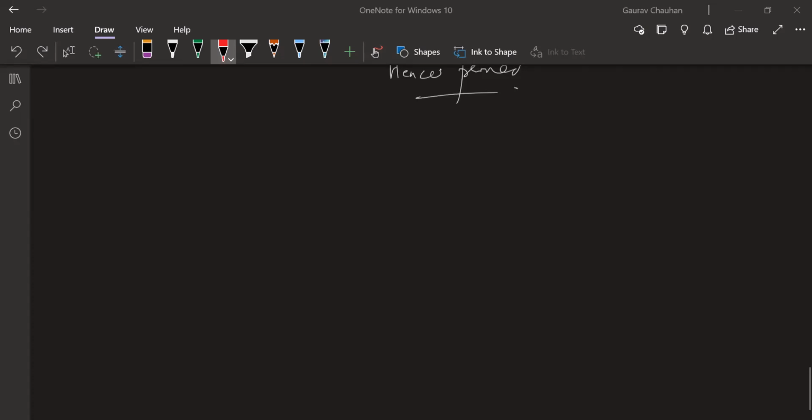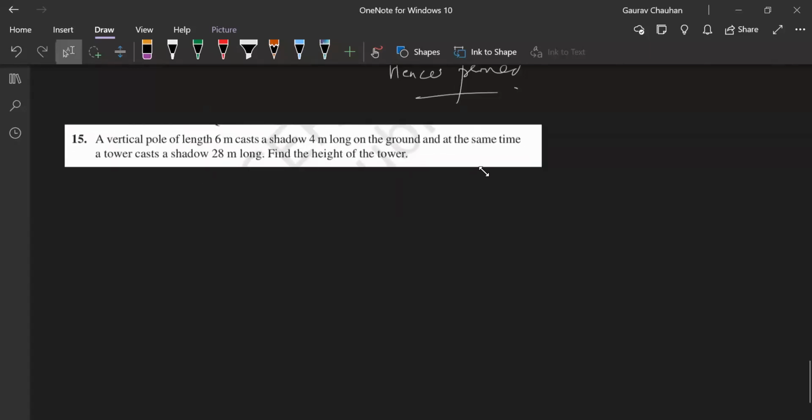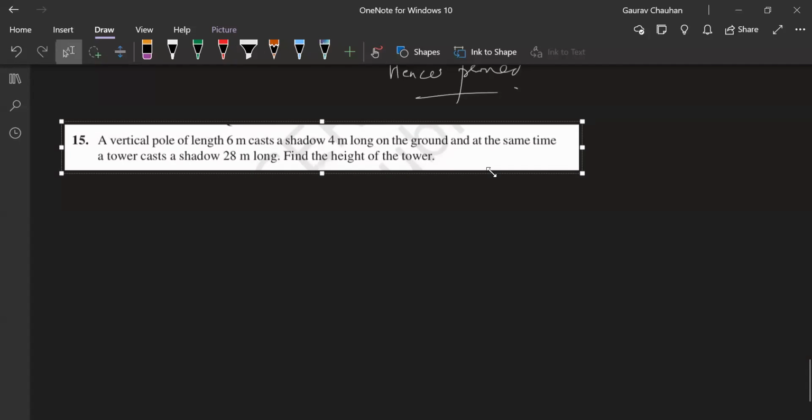Where are we? Exercise 3, question number 15, which was the vertical pole casts a shadow. Guys, I'll tell you one thing. This exact question, which we are writing right now on the board, has come in the board exam. Exact question. They have not even changed a word. It's as it is from your exercise. And it's actually a very, very simple question.